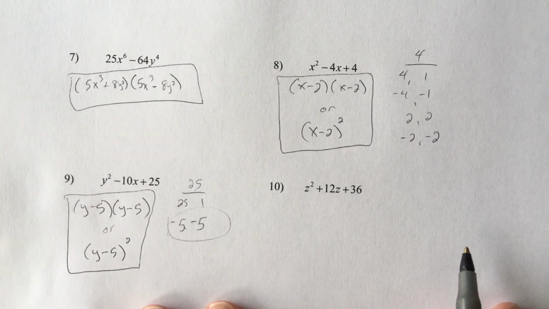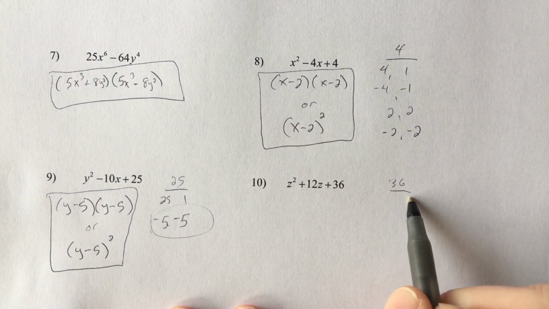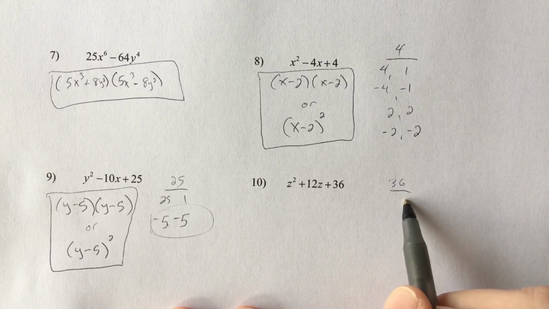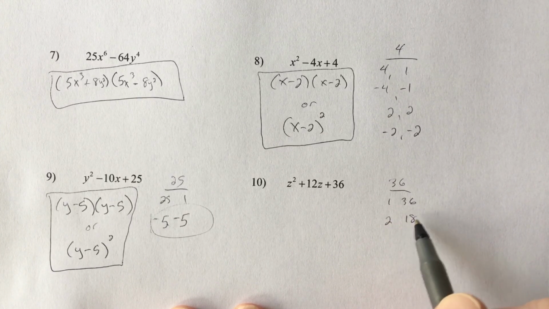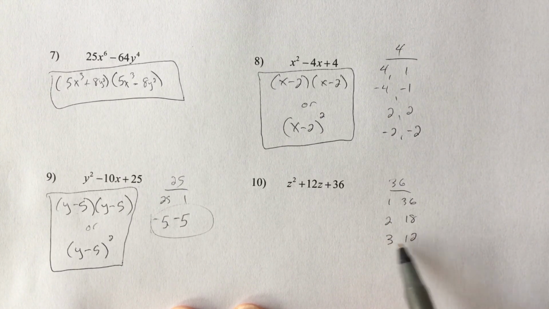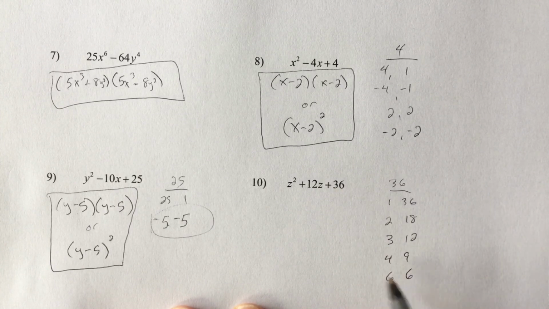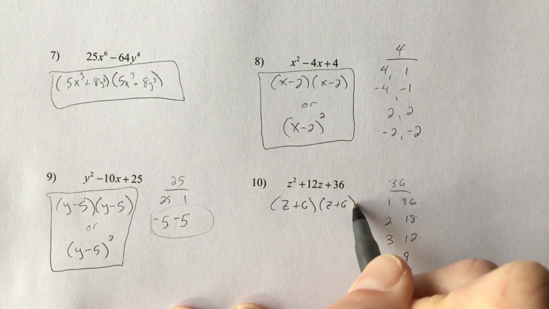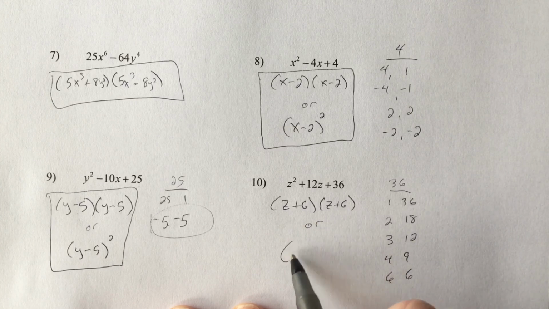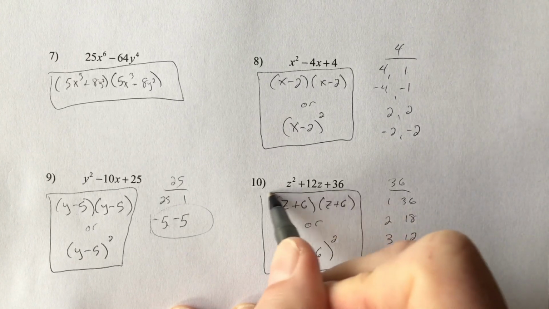Okay. Last one gives us another look at that. 36 has lots of things that multiply, 1 and 36, but that adds up to 37. 2 and 18, but that adds up to 20. That adds up to 15. That adds up to 13. We're getting closer. But 6 and 6. 6 times 6 is 36, and 6 plus 6 is 12. So we're going to use 6 here, and 6. And again, just because that is the same, we could write this as z plus 6 squared. Either one of those answers would be fine.